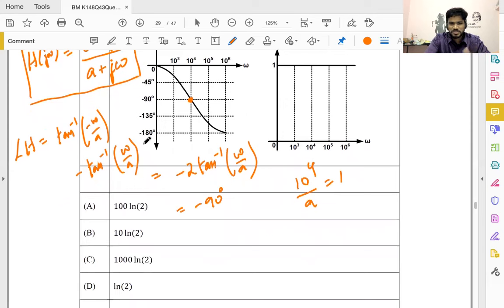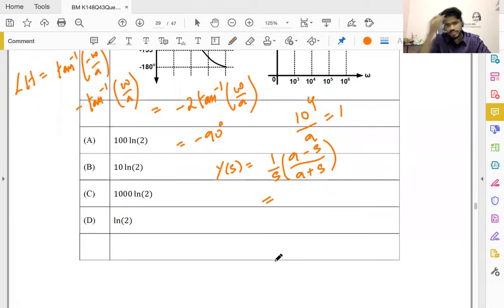The problem is not over yet. Your Y of s is 1 over s times (A minus s) by (A plus s). You have to do partial fractions. It is going to be a 1 over s term here and an A plus s term here. The coefficients, you could find out: this is 1 and this is 2. We also already found A.